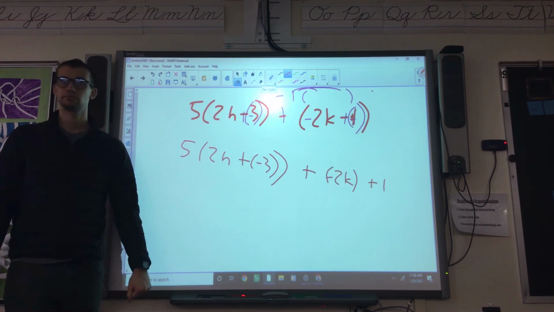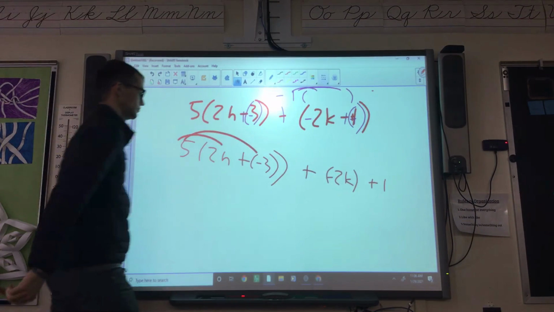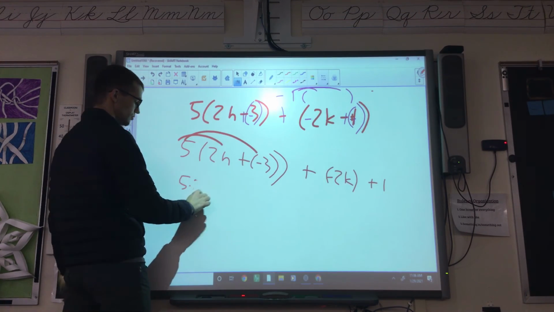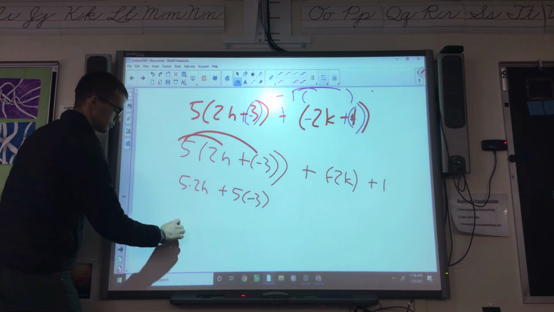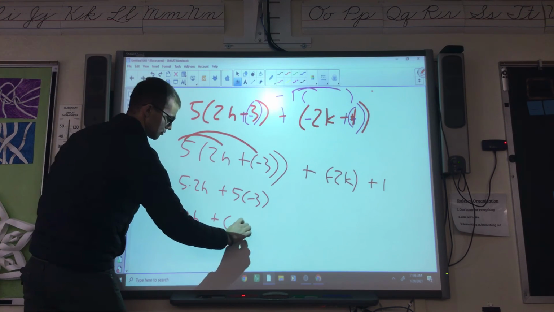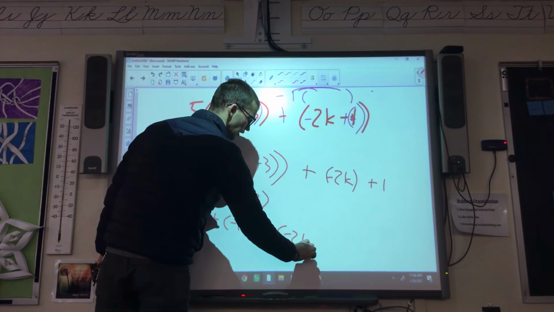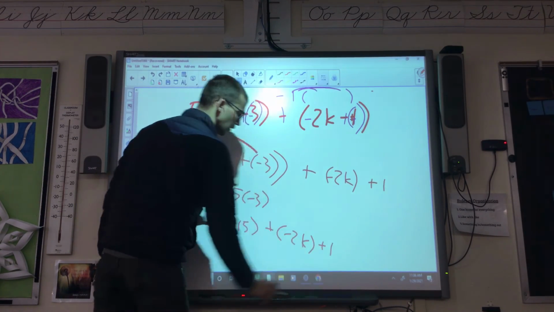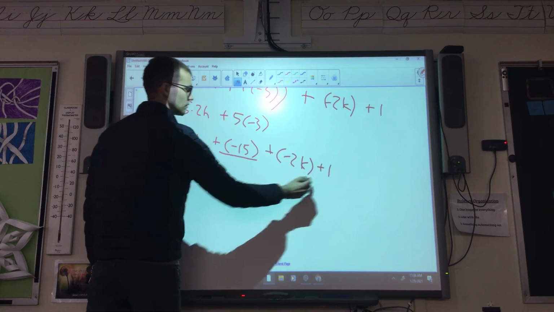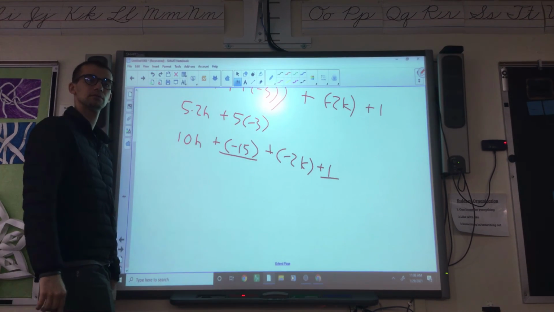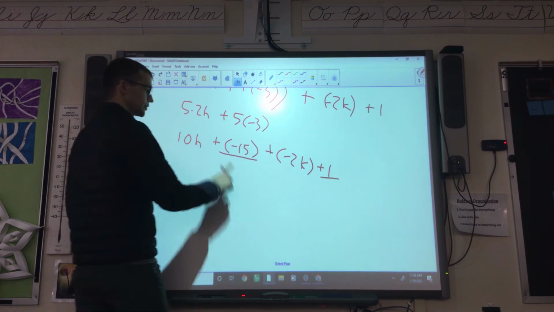Now what's the next step? So you do 5 times 2h and 5 times negative 3. Yep, we gotta distribute this. 5 times 2h is 10h, plus 5 times a negative 3. So that equals 10h, and the other one will equal negative 15, sorry. And then plus a negative 2k plus 1. You want to add the 1 to the 15 instead of subtracting, and 1 and 15 makes 14. Yeah, 14. Not 14, negative 14, because the negative is on the 15.